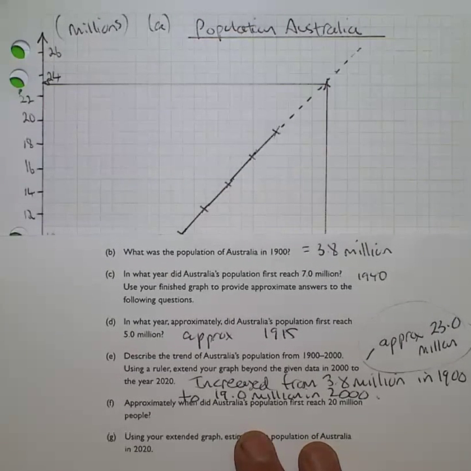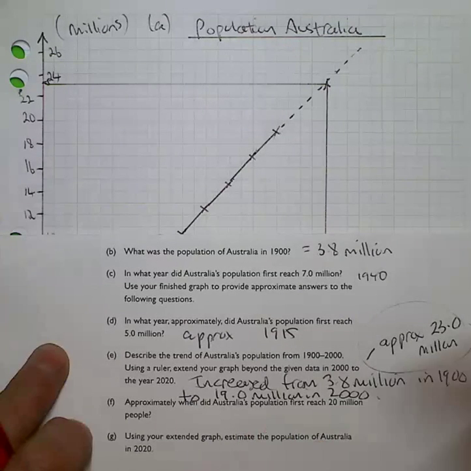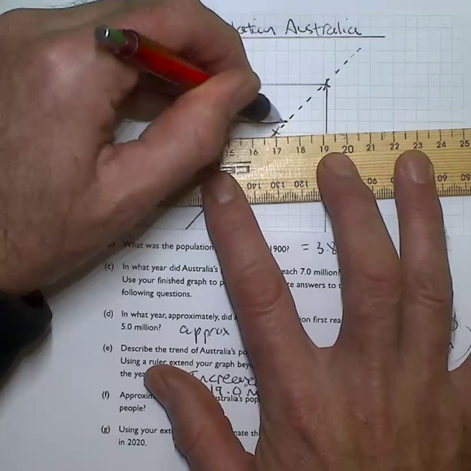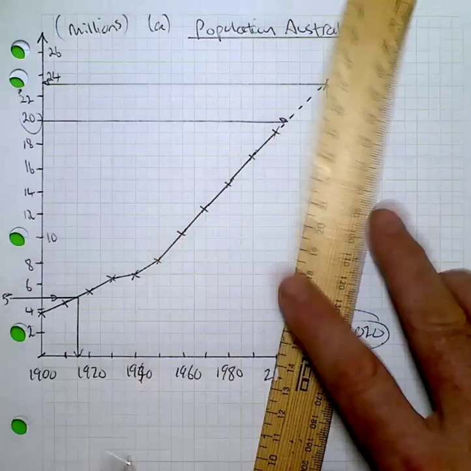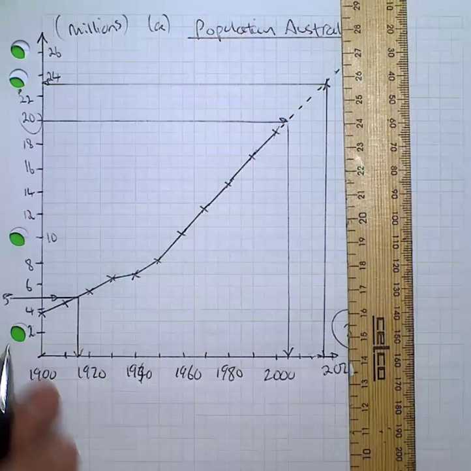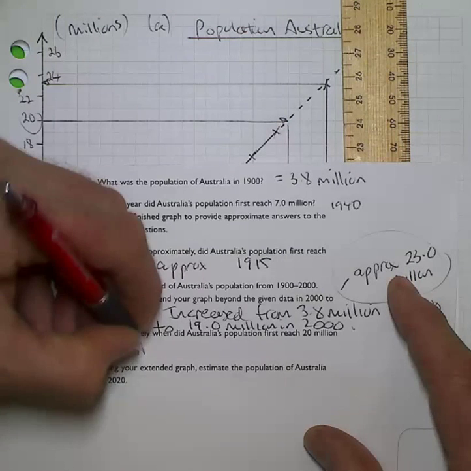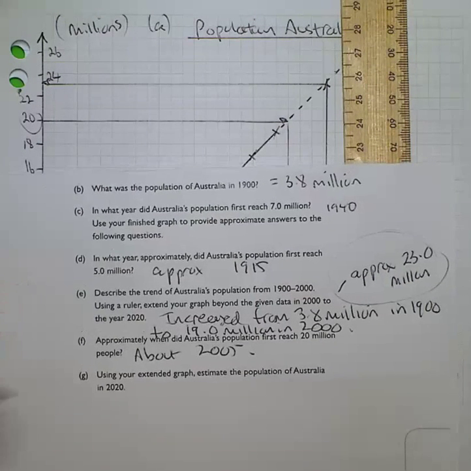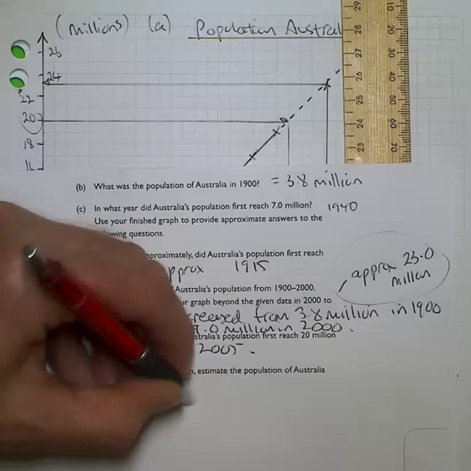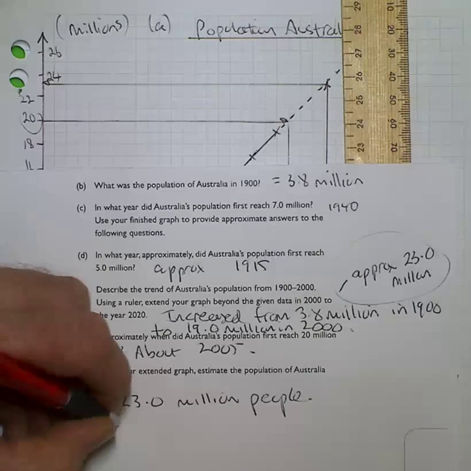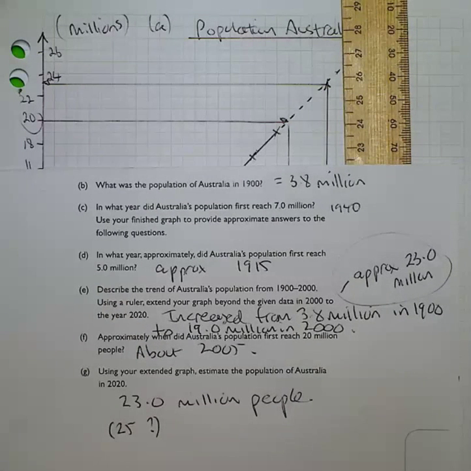So increasing from the 3.8 million right through to 19 million, and the approximation ruling up and across about 23 million. When did Australia's population first reach about 20 million people? Well, in a very similar way. It's already happened, of course. Ruling across from 20 and ruling down. It's about 2005. And the extended graph, as I've said already, about 23.0 million people. They're estimating now a bit closer to 25 on more recent data I've seen.